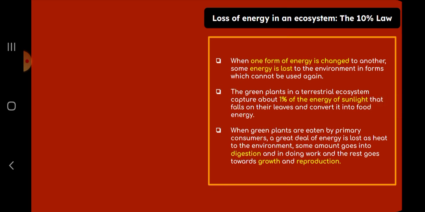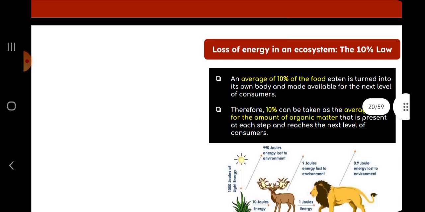When one form of energy is changed to another, some energy is lost to the environment in a form which cannot be used again. The green plants in a terrestrial ecosystem capture about 1% of the energy of sunlight that falls on their leaves and convert it into food energy. When green plants are eaten by primary consumers, a great deal of energy is lost as heat to the environment. Some amount goes into digestion and in doing work, and the rest goes towards growth and reproduction.